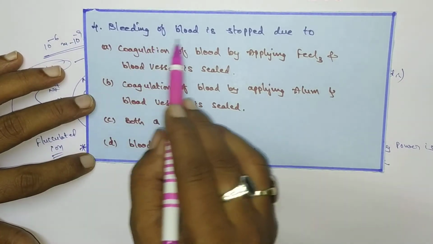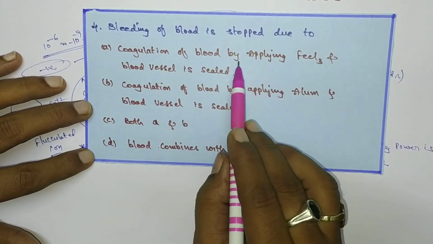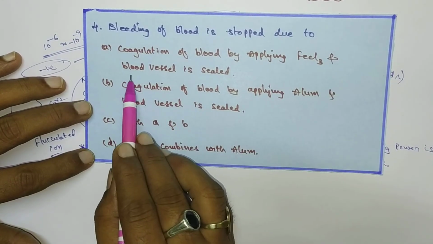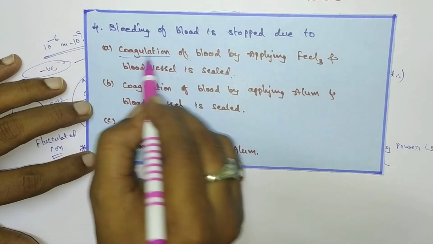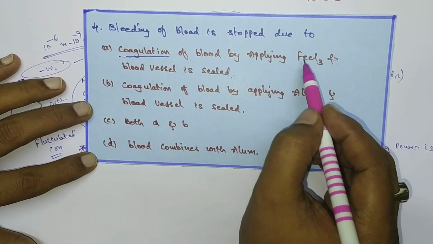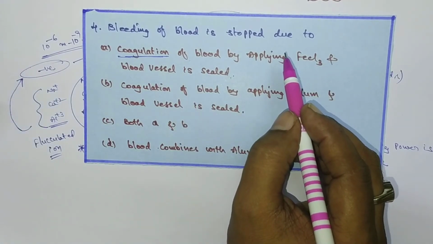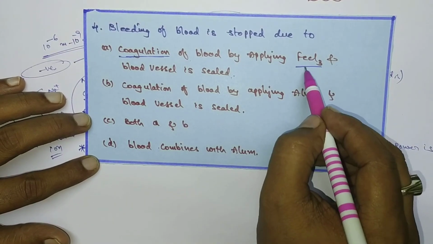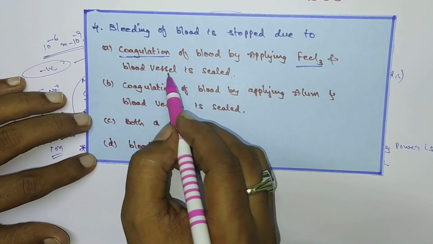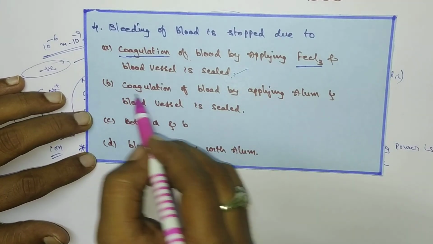Bleeding of blood is stopped due to coagulation of blood by applying FeCl3, and the blood vessels are sealed. Coagulation means that by adding an excess amount of electrolyte, the colloidal solution converts into a suspension. FeCl3 is an electrolyte, so by adding FeCl3, the blood will be coagulated and the blood vessels will be sealed. So this is correct.